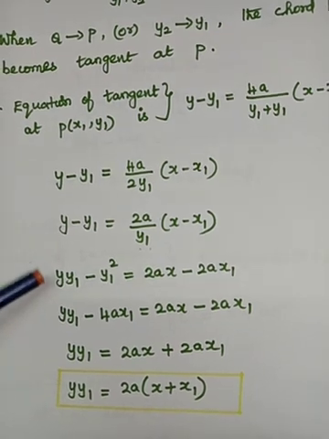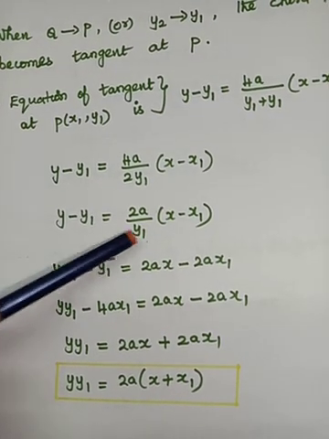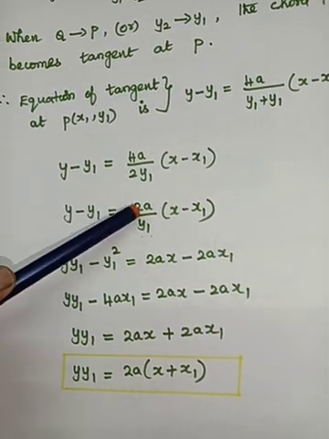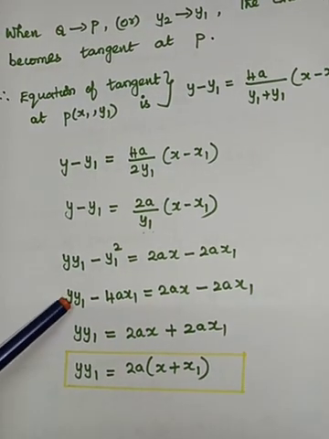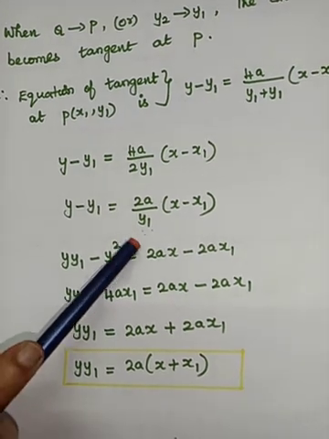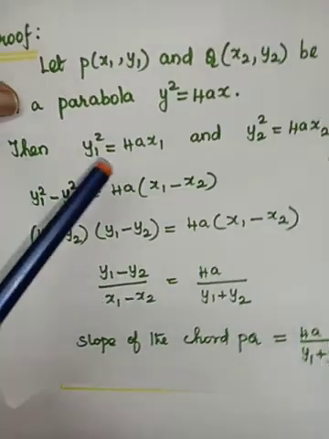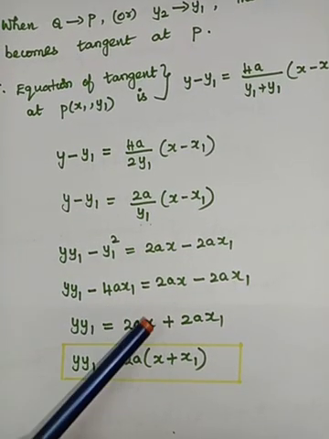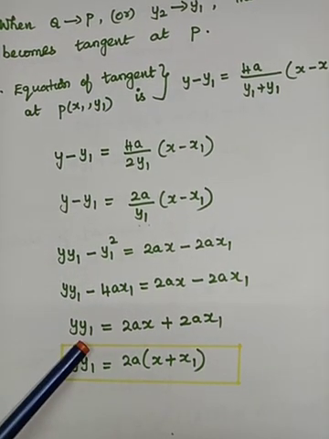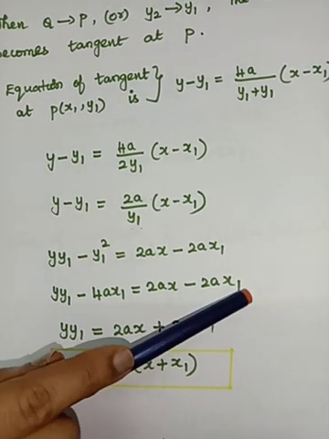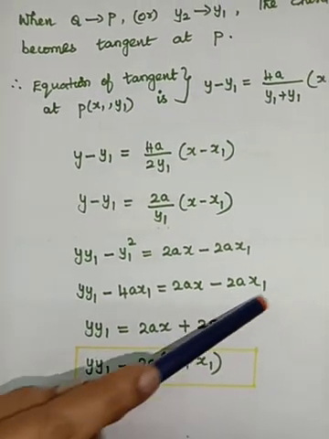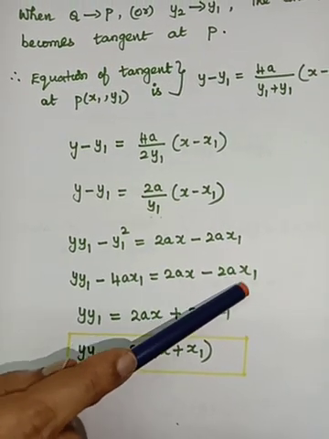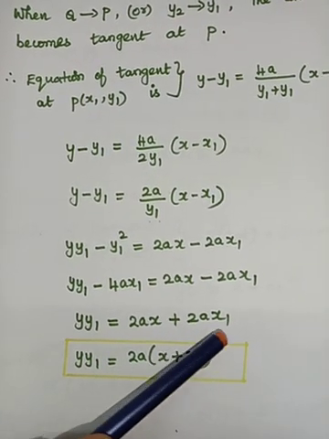When you cross multiply, it is y minus y1 into y1, that is y y1 minus y1 squared, is equal to 2a into x minus 2a x1. In place of y1 squared, we know that y1 squared is equal to 4a x1, so 4a x1 is substituted. Now you just keep the y y1 term on the left side and bring the other terms to the right side. Plus 4a x1, and already what you are having, minus 2a x1. So plus 4a x1 minus 2a x1 will give plus 2a x1.